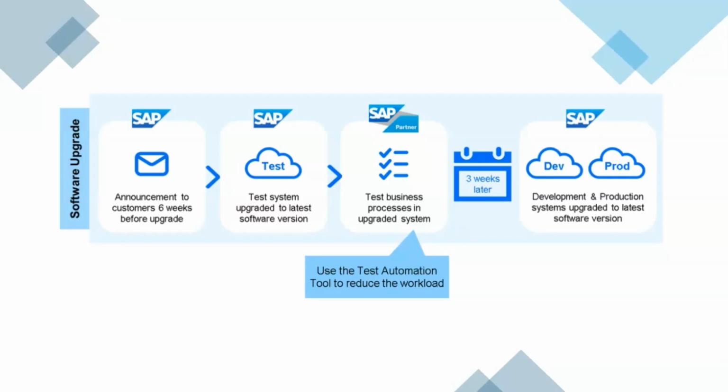Now, software upgrade in the development and production systems: 3 weeks after the software upgrade is pushed to the test system, SAP upgrades the development and production systems to the latest software releases.